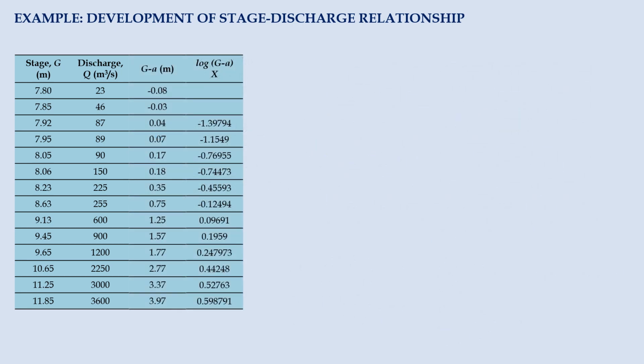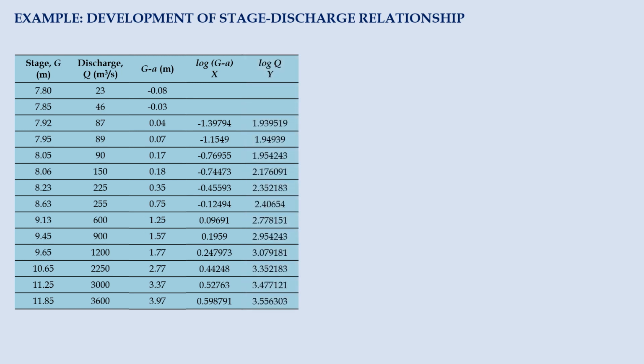For our convenience, we will work directly on the data table. Knowing the value of A, we can append one column to the table and calculate G minus A. Then, let's take its logarithm and label it as X. At the same time, the logarithm of Q is calculated and labeled as Y. We will neglect data that produce negative G minus A value, as it is impossible to obtain its logarithm. In this case, the number of data available left only 12.